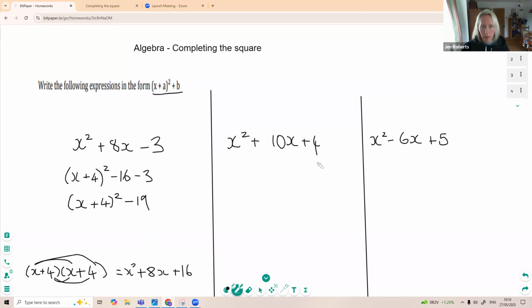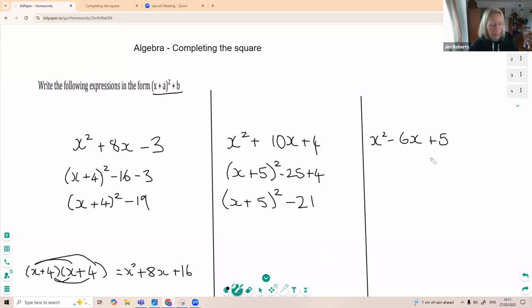Okay, I'm going to show you how to do it with this expression here. So we want to write this in that form. So open bracket, x plus half of 10 is 5, squared. Now what we always do is take away whatever this value is squared. 5 squared is 25, so we're going to take off 25. Then we've got this plus 4, which simplifies to (x + 5)², and then negative 25 plus 4 is negative 21.